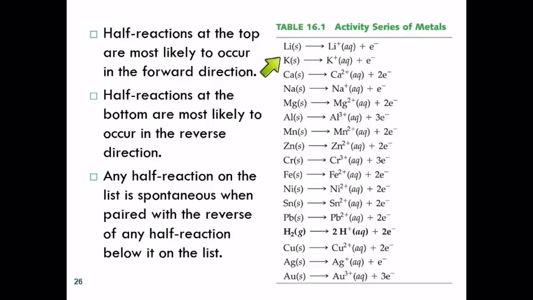So these half reactions are most likely to occur in the forward direction. The ones at the bottom are more likely to occur in the reverse direction. If gold, as an ion, goes to a party with a girl, he'll give up that girl very easily to anybody above. He's a wimp. Okay? So you can predict what will spontaneously happen by looking at this list. If the half reaction on the list is above the other one, it'll occur. It's hard to explain it that way.